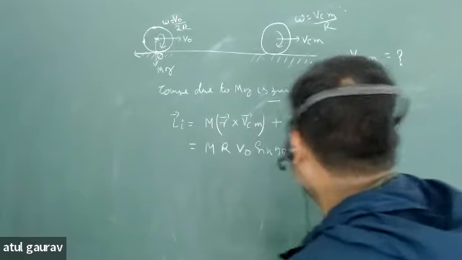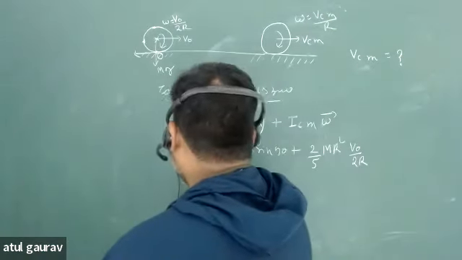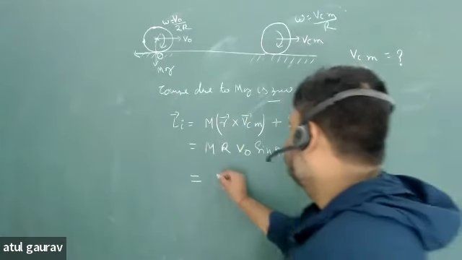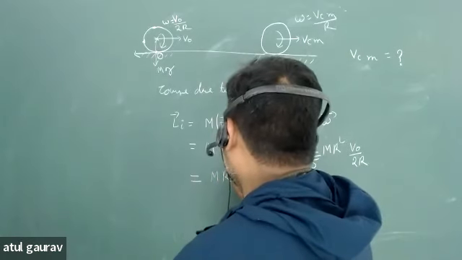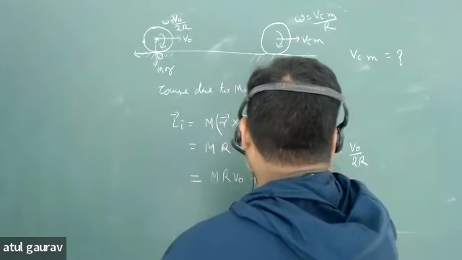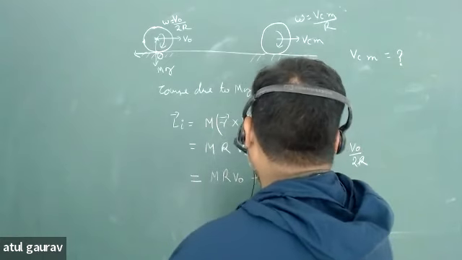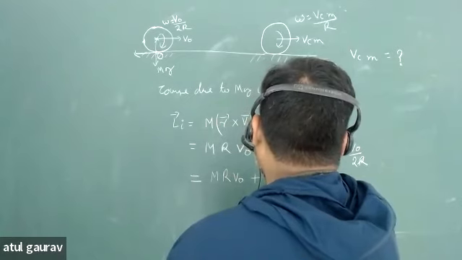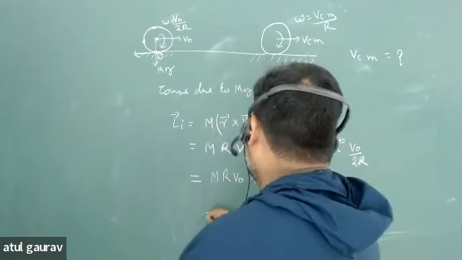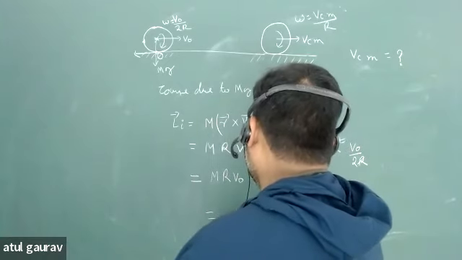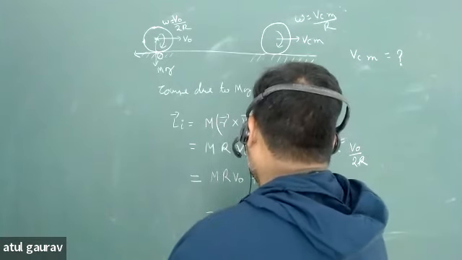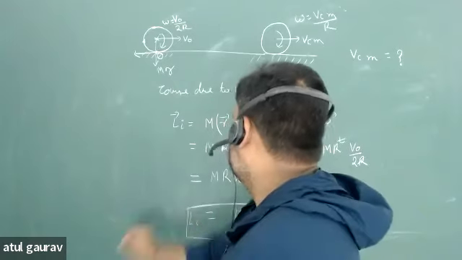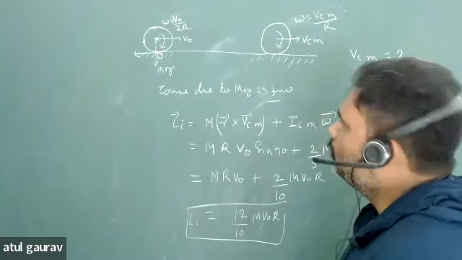So क्या आ रहा है? जरा वैल्यू देखो कितना आ रहा है. What is this value? M R V naught plus, what is this value? 2 by 10 na? M V naught R. So that value is 12 by 10 M V naught R. ये होगा initial angular momentum. So this is your initial angular momentum.